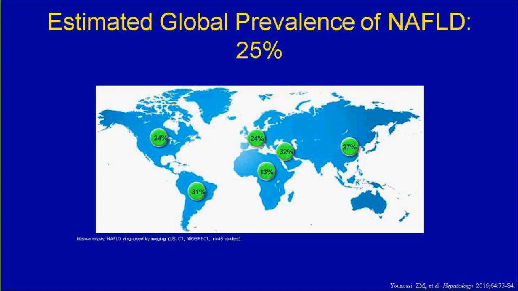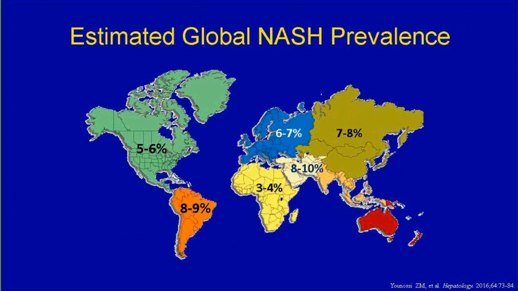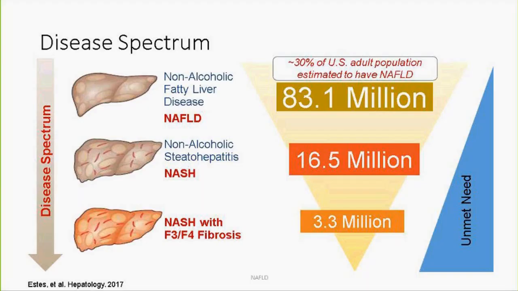I don't know how much I care about this. I care about this, though. This is the NASH. This is the bad player. And if you look here, really 5 to 10-ish percent of the world's population has NASH. And we'll come back to it, but if a quarter of NASH goes on to cirrhosis and all the complications of liver disease, these are staggering numbers.